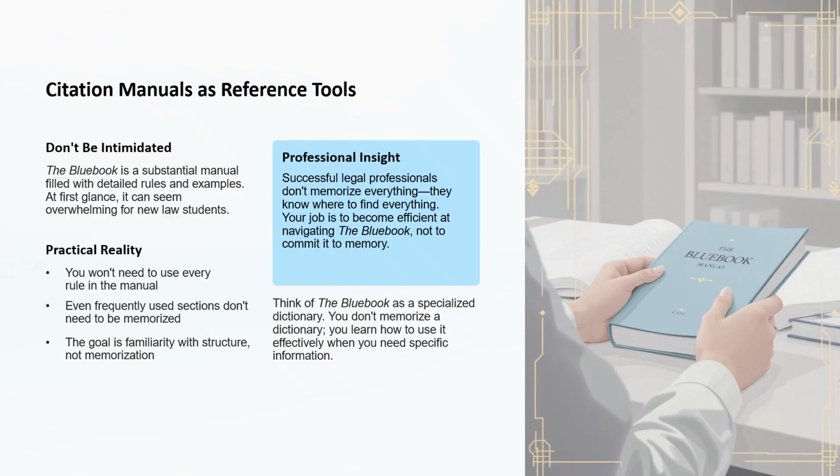So citation manuals are reference tools, just like dictionaries and encyclopedias. The Bluebook is a substantial manual, filled with a lot of very detailed rules and examples, and it can seem overwhelming. But the practical reality is that you won't need to use every rule in the manual, and even the rules that you do use, you don't need to memorize, although you are going to memorize some of the more frequently used parts of the Bluebook.